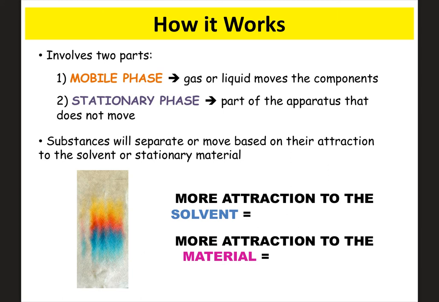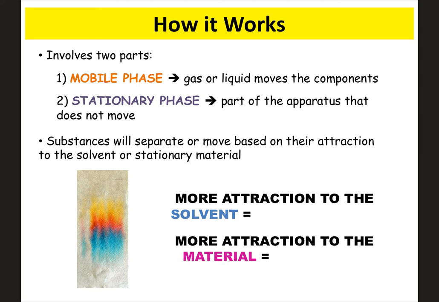That will bring the substances with it. And then there's a stationary phase, which is the part of the apparatus that does not move. If you were doing this on paper, the stationary phase would be like the paper. The paper itself is not moving, but the liquid or the solvent you're using would be moving, okay? So basically, the substances are either going to be attracted to the liquid and will move, or they're going to be attracted to the stationary phase or like the paper and not move.